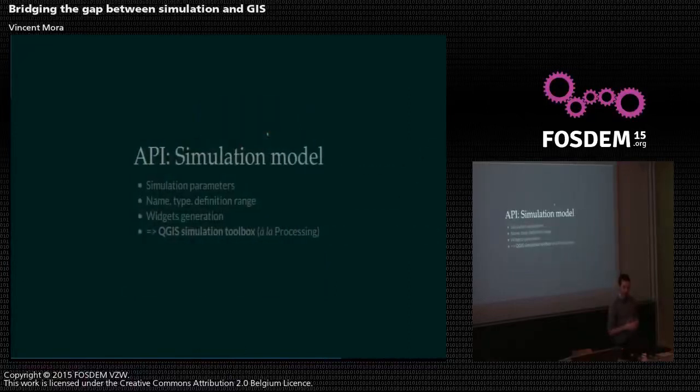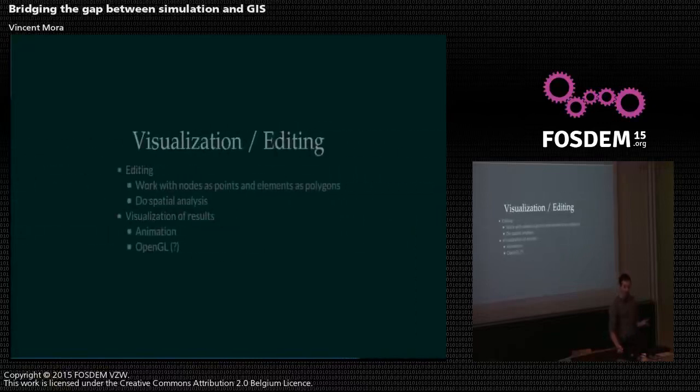So it's about the simulation model. Of course, it means that we have to model the different simulation parameters, their name, type, and definition range, so that we can generate widgets for the final users. And this is something really closely related to the processing toolbox of QGIS. For the visualization part and editing, the idea would be to use the standard editing mode of QGIS, for instance, but with some post-processing to ensure the topological constraints are respected. And this could be used to do some spatial analysis.